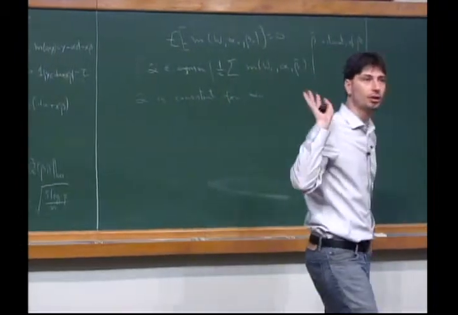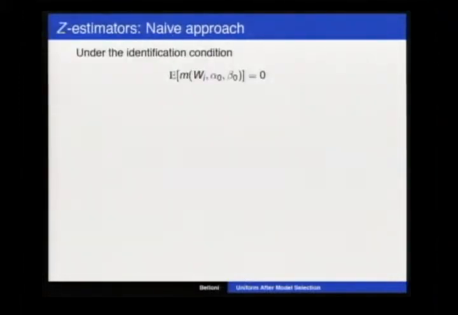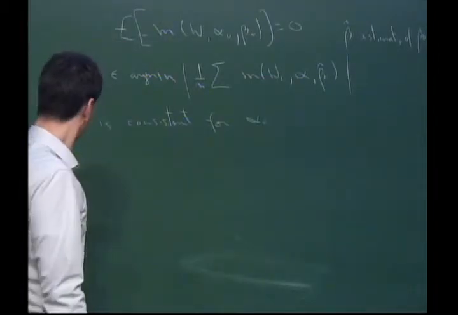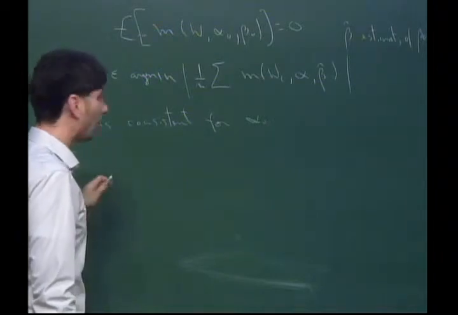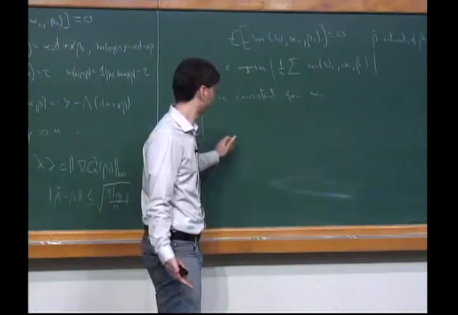And this just confirms the negative results from Leeb and Pötscher for this case as well. So the intuition for why this is a problem is the following. Basically, when I look at my estimated equation, now I want to look at it as a function of alpha and beta.